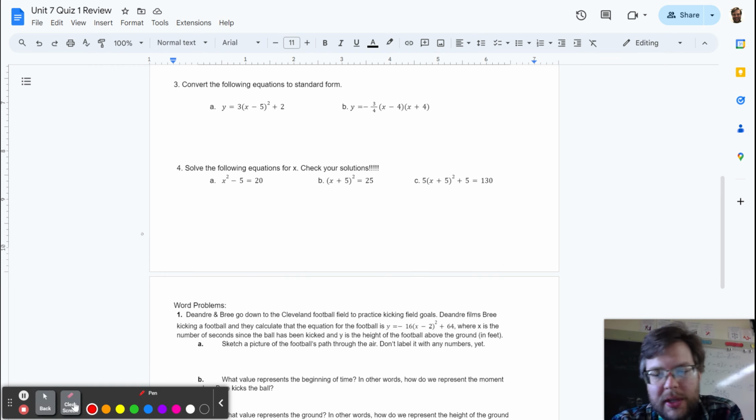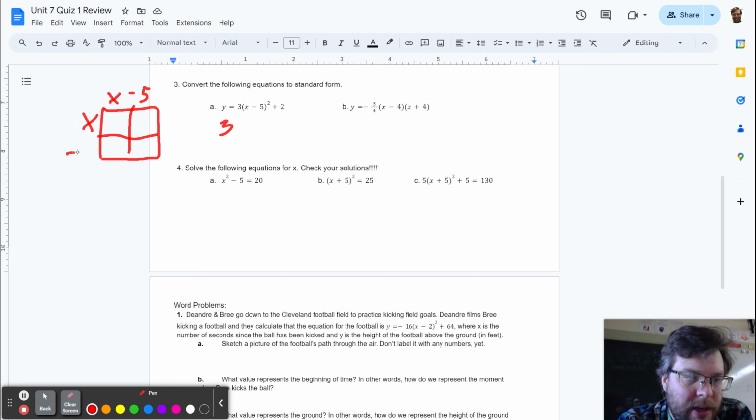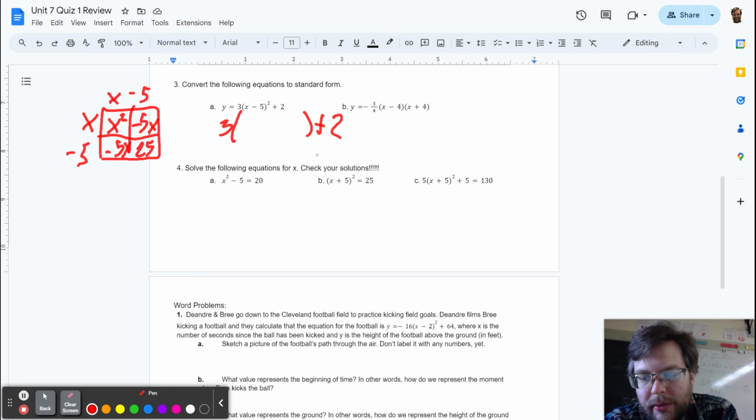Converting to standard form means getting rid of the parentheses. So this says 3 times x minus 5 squared. Remember that x minus 5 squared means 2 copies of x minus 5, making x times x squared, x times negative 5, another x times negative 5, and negative 5 times negative 5. The 3 and the 2 are just being copied down. I haven't done anything with the 3 and the 2 yet. I'm just writing them down again.